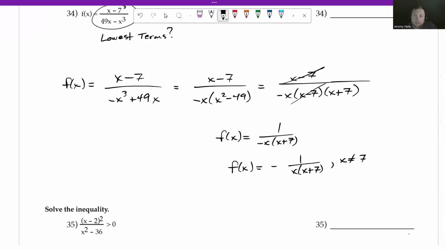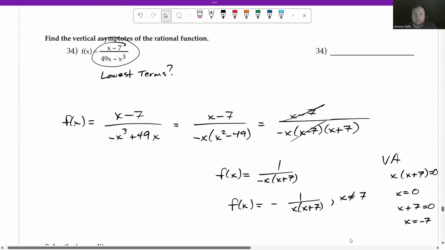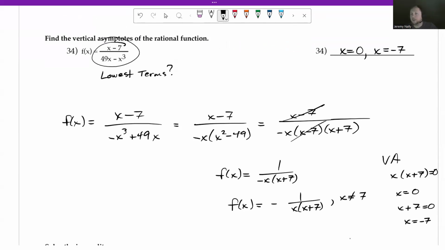But now that we're here, for the vertical asymptotes, we're just going to set this x times x plus 7 equal to 0. So then we get x equals 0, and then x plus 7 equals 0, so x equals negative 7. So now the vertical asymptotes are x equals 0 and x equals negative 7. So these are equations for vertical lines, so make sure you write x equals 0, x equals negative 7.